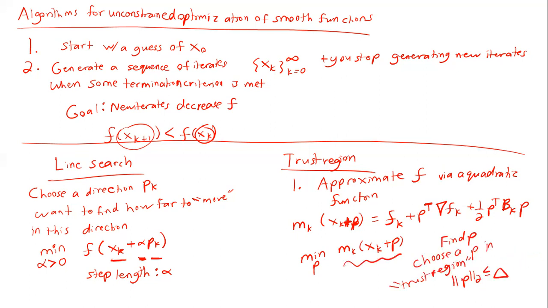And so then what you want to do is solve this problem. I want to find a direction p that makes my model at x_k plus p as small as possible. You try to get this approximation of your objective function as small as possible in the direction of the p that you're choosing. And you can't just choose any p. You have to choose a p in the trust region. The trust region is generally something like the norm of p must be less than or equal to some delta, and this is your trust region radius.